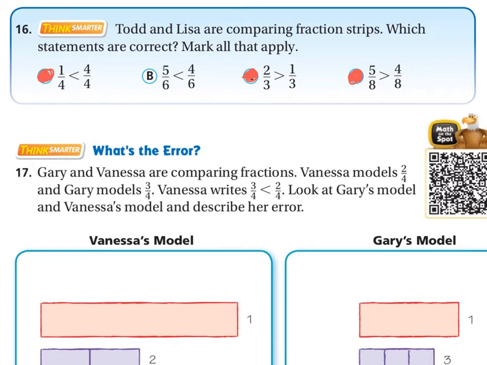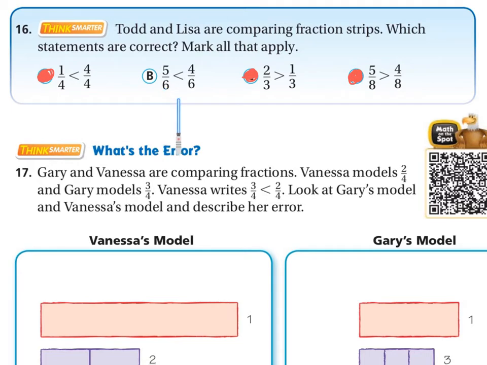So let's take a look at A first. We're comparing fourths. So 1/4 is less than 4/4. My less than sign is eating the greater fraction 4/4, so I know that this is correct.